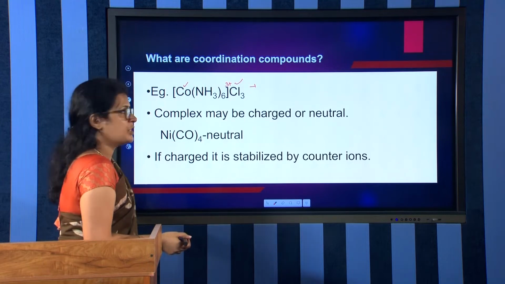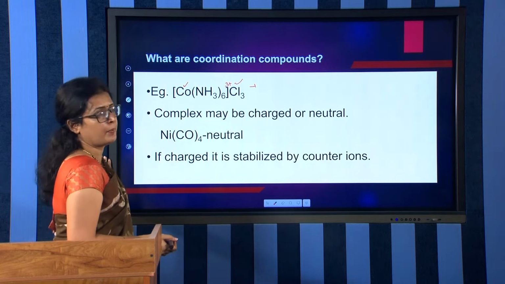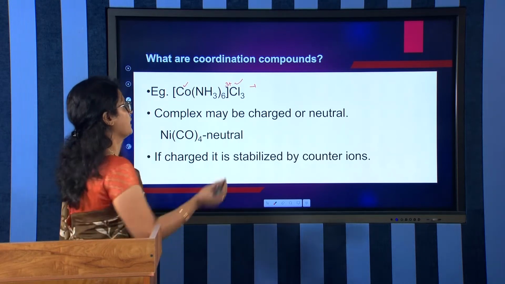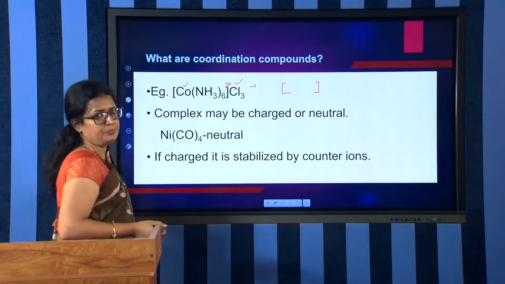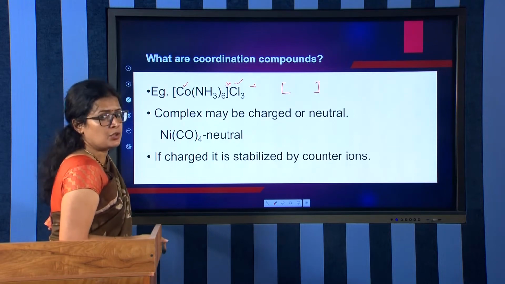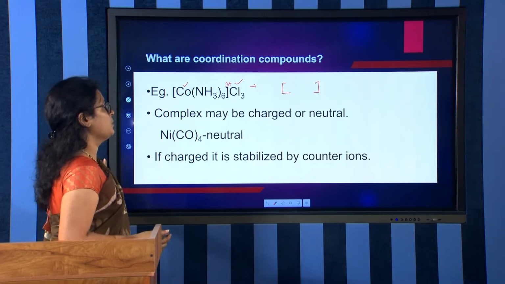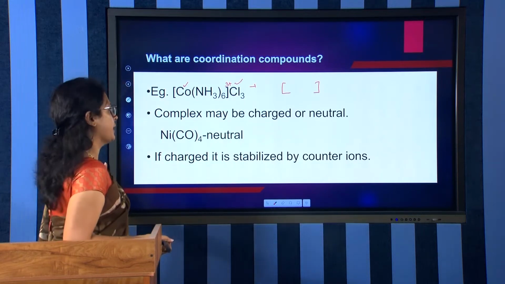And then what is the coordination sphere? It is the entity which is written in the square bracket. So, the complex part is the entity which is written in the square bracket. And this square bracket is carrying a charge of +3. And that is why, for charge neutrality, we are adding the counter ions, that is chloride ions.